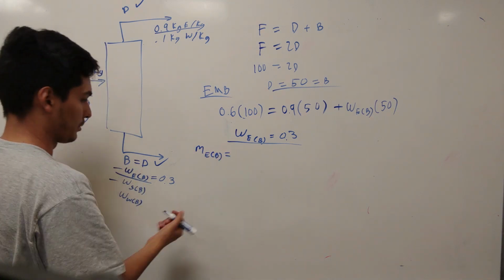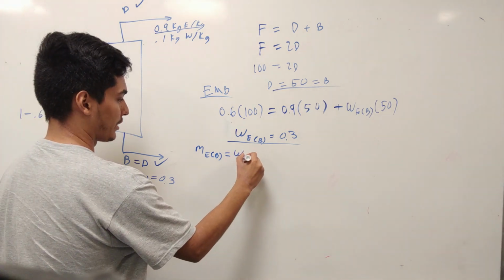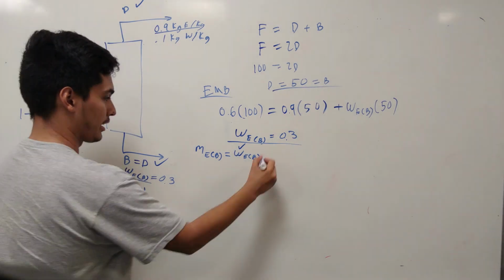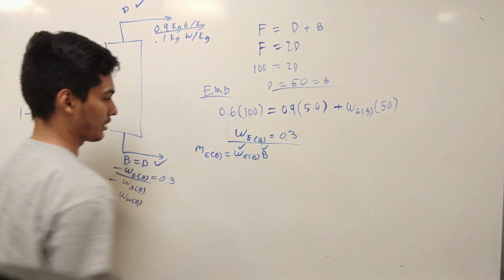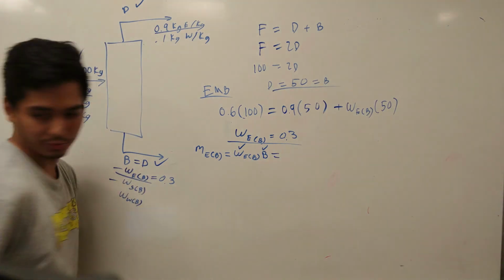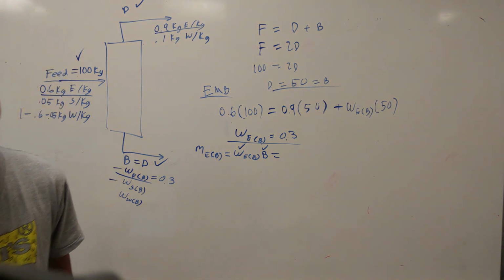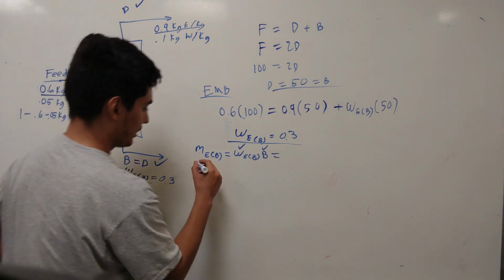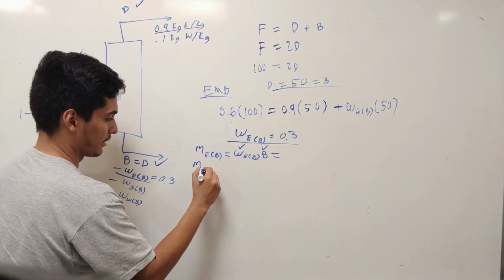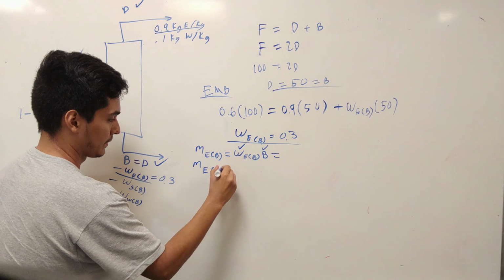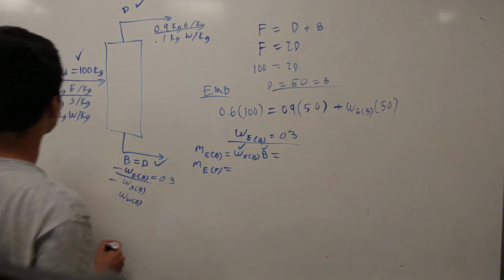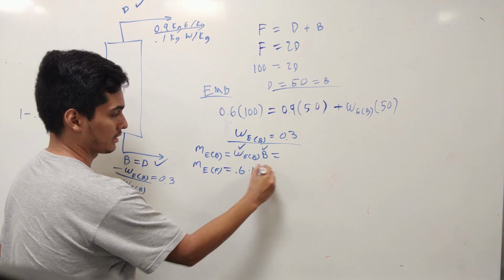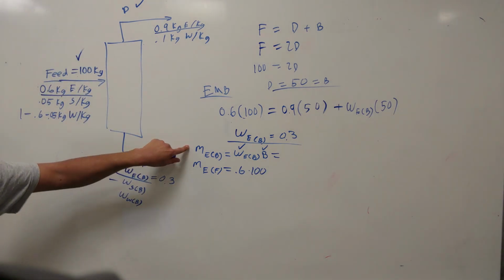It's going to be what? Just multiply that. It's going to be the mass fraction of ethanol in the bottom stream, which is right here. So check that. Times the bottom stream itself. We have that. Check that. So it's going to be 0.3 times 50. All right. Calculate that. And similarly, we're going to have the mass of the ethanol in the feed. All right. So it's going to be this guy, 0.6 times 100.